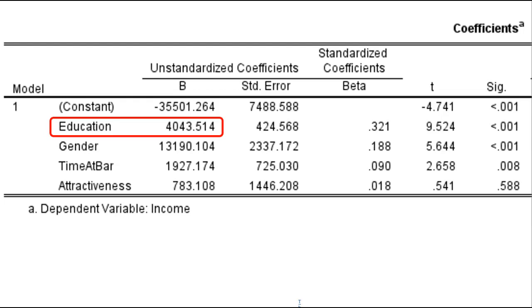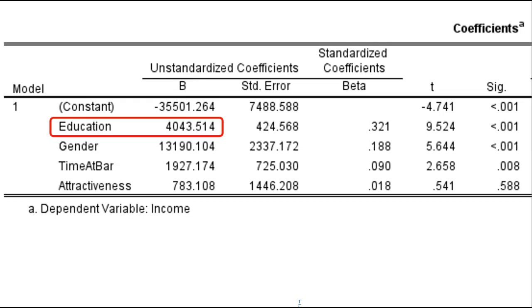Remember that education is measured in years, right? Years of schooling. So we say as the education level increases by 1 year, income is predicted to go up by $4,043.51. So again, every 1 year increase in education credentials, for example, is associated with an increase of $4,043.51.